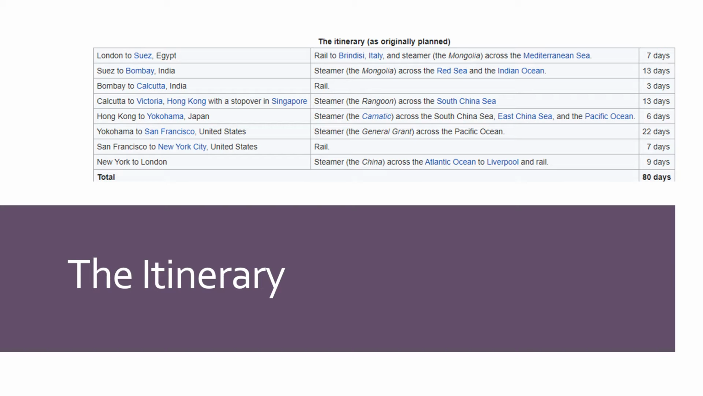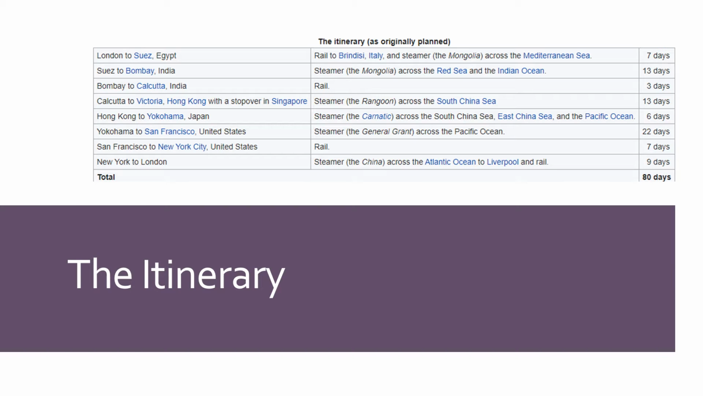From Calcutta to Victoria, Hong Kong, in Singapore by the steamer the Rangoon, which crosses the South China Sea, which approximately takes 13 days. Hong Kong to Yokohama, which is in Japan, by the steamer, which crosses the South China Sea, East China Sea and the Pacific Ocean, which approximately takes 6 days.